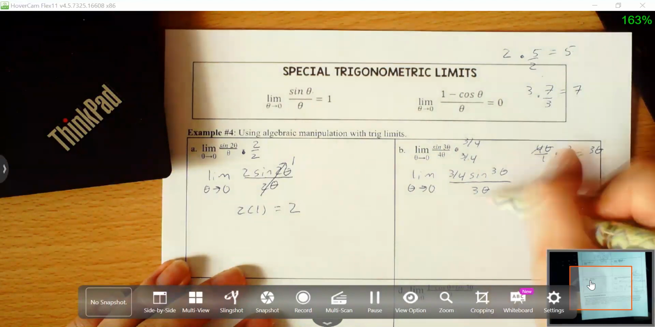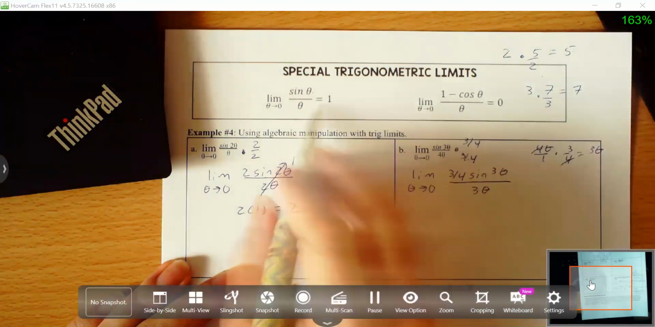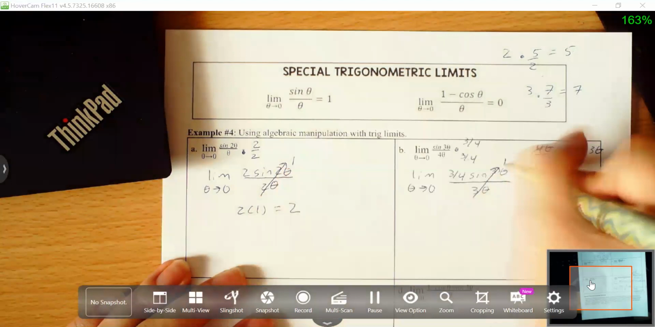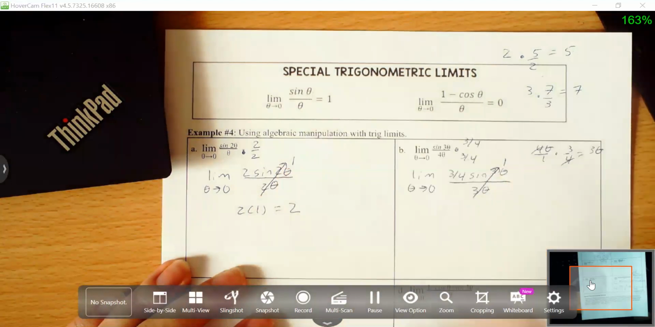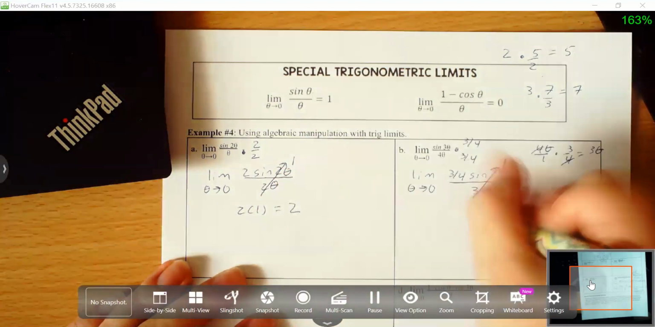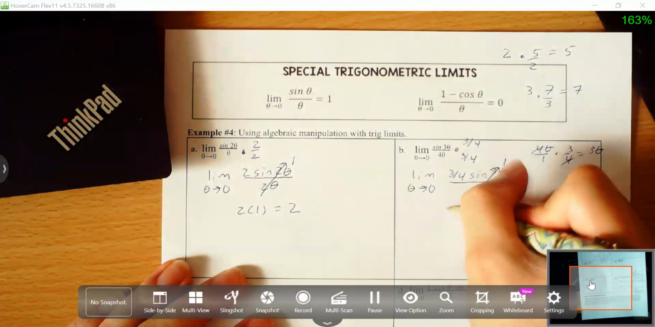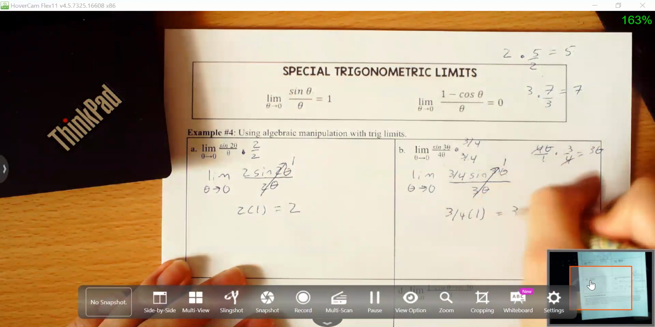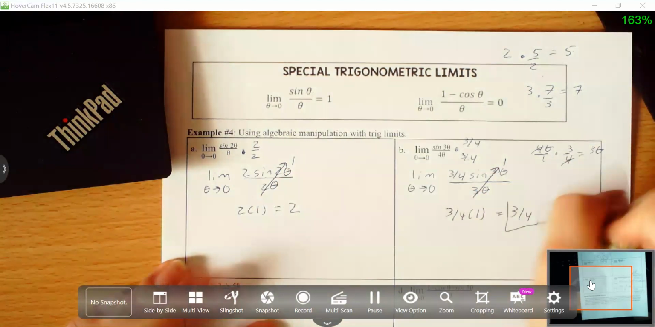But now sine 3 theta over 3 theta, I could use this limit. That's equal to 1. And so I don't actually have to plug anything in, because all I'm left with, well, it's really 3/4 times 1, but that's just 3/4. Okay.